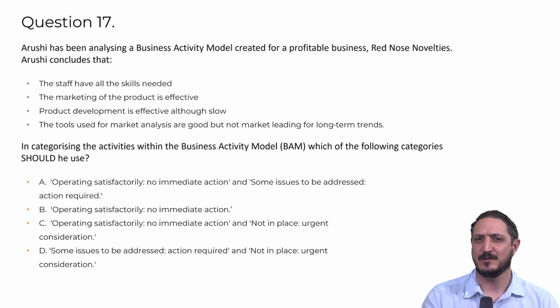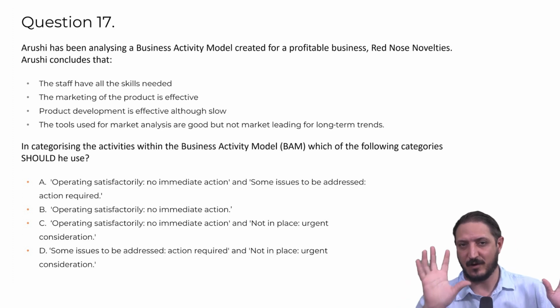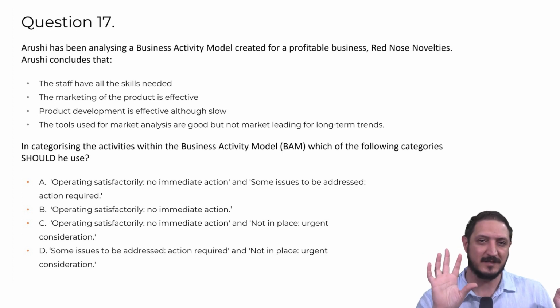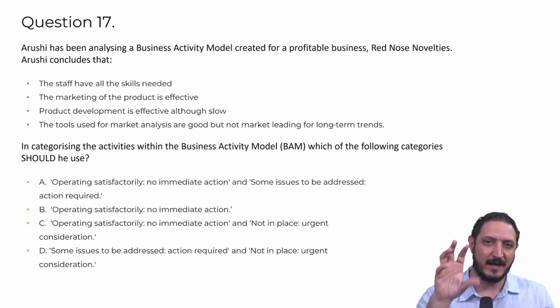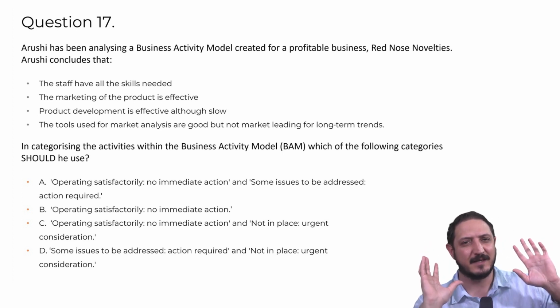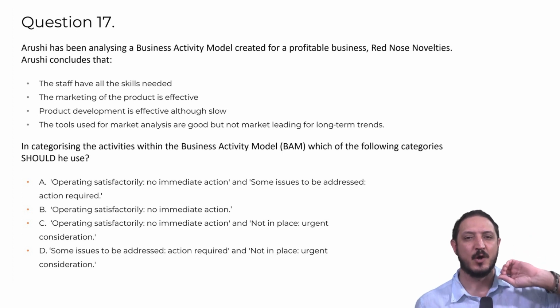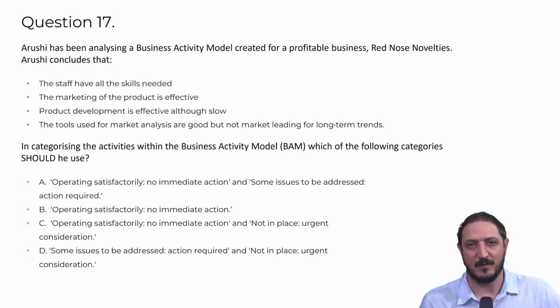So we need to do this. We need to categorize them, not from the perspective of the different activity types, the doing, enabling, planning, monitoring, and controlling. That activity categorization would have been done during the creation of the business activity model.